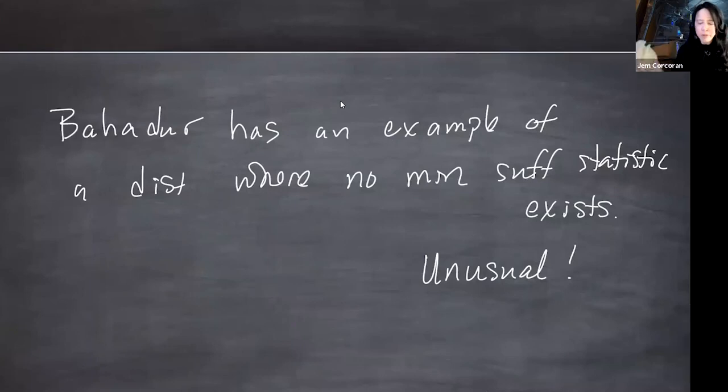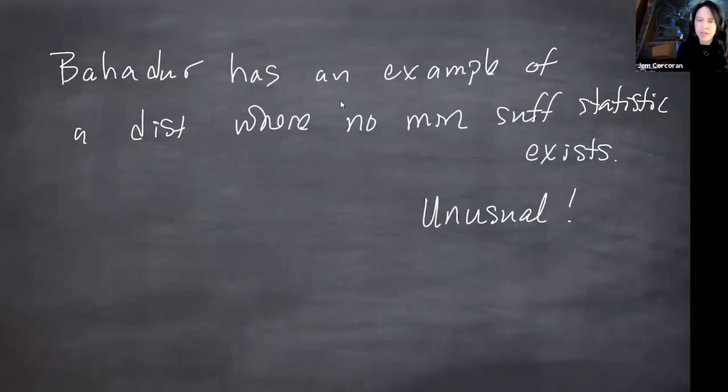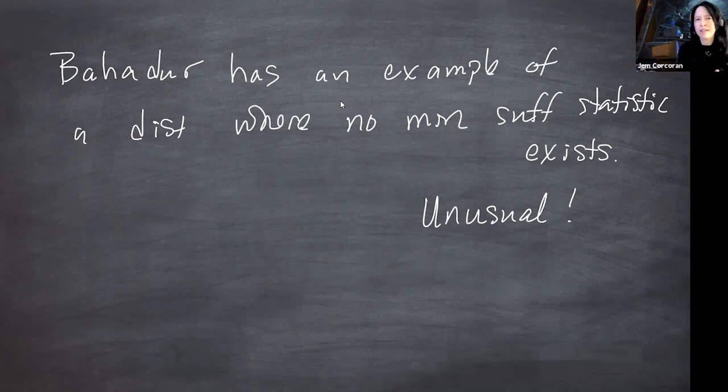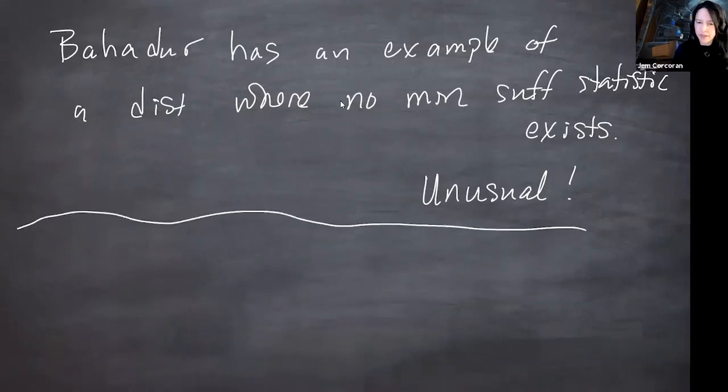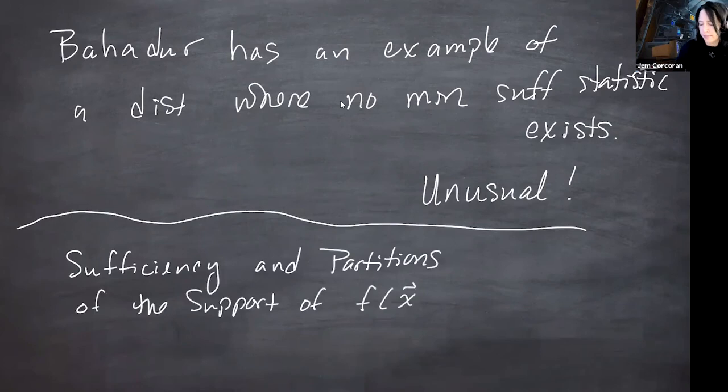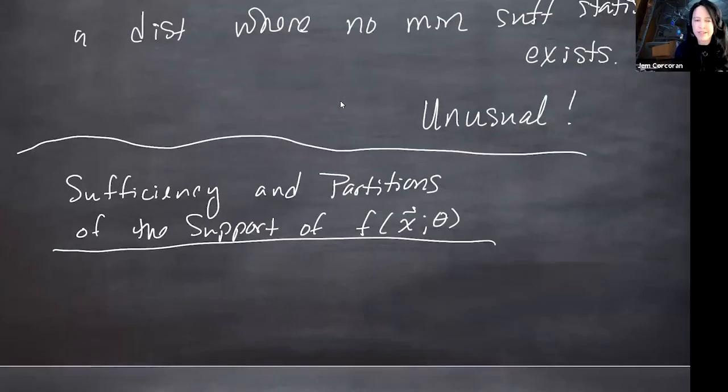Okay, I want to prove this theorem. Before proving it, I want to talk about something that will make up the bulk of the proof, but I don't want to do this part in the proof because it's kind of a big aside. And that is to attach sufficient statistics to partitions of the support of the joint PDF. So there's lots of words going on in here. So some subset of R^n where the PDF is non-zero.